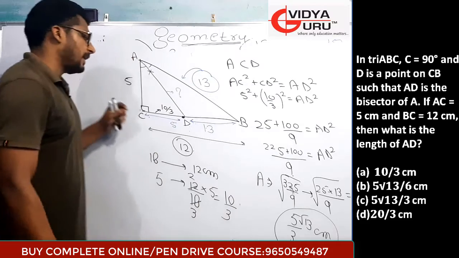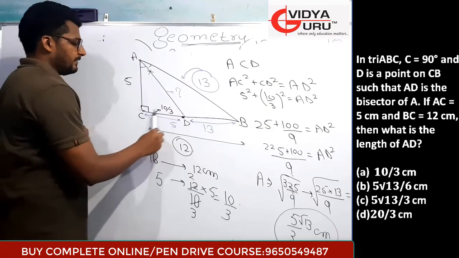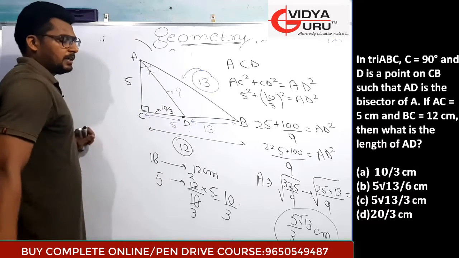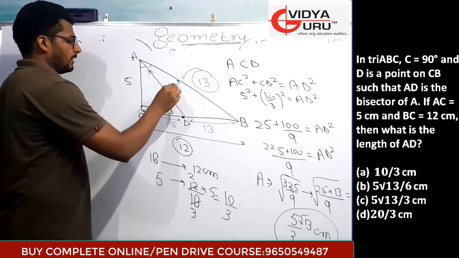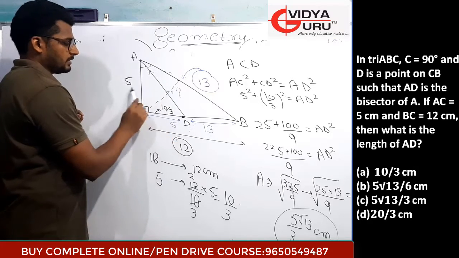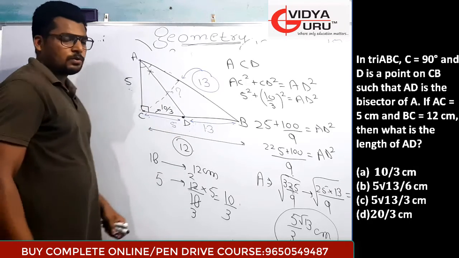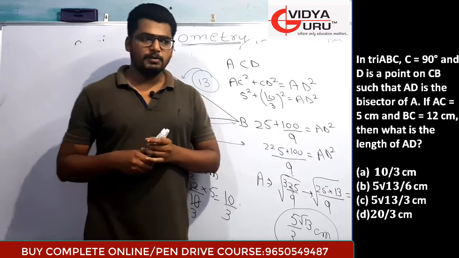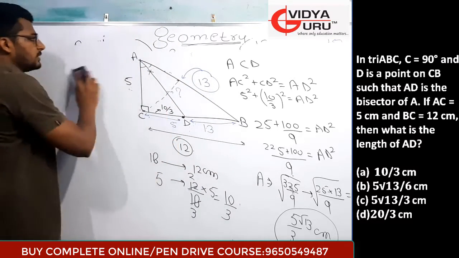What property have we applied here? Angle bisector divides the side in the same ratio of these two sides. If the angle bisector was from here, then this side will be divided in the ratio of these two sides. So you need to remember this property to solve these types of questions. Moving on to our next question.